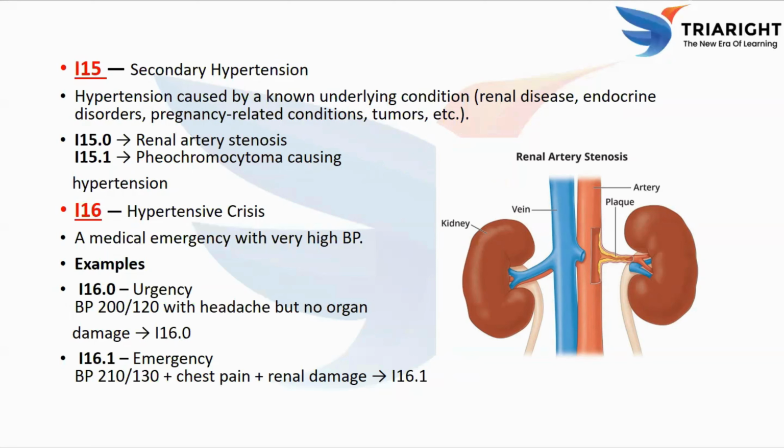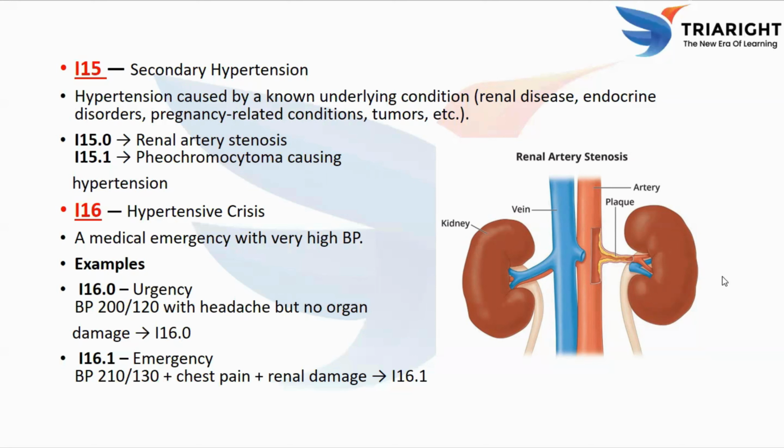So there are common causes which include secondary hypertension. They are renal disease, endocrine disorders, pregnancy-related conditions, tumors such as pheochromocytoma, and also renal artery stenosis. For renal artery stenosis, you can see the picture on the right side. This renal artery becomes narrowed by the plaque. You can clearly see it in the picture.